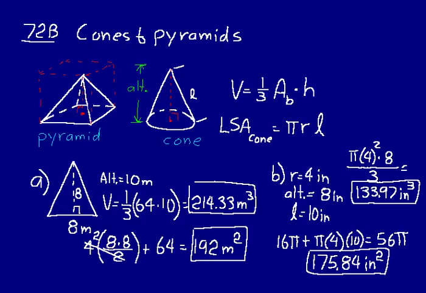So it'd be a good idea to memorize that formula for lateral surface area of a cone. Pi times the radius times the slant height, L. That's not L for length, it's the slant height of the side there. Volume of a pyramid or a cone, that's equal to 1/3 the area of its base times its height. Okay, well that's all for lesson 72.